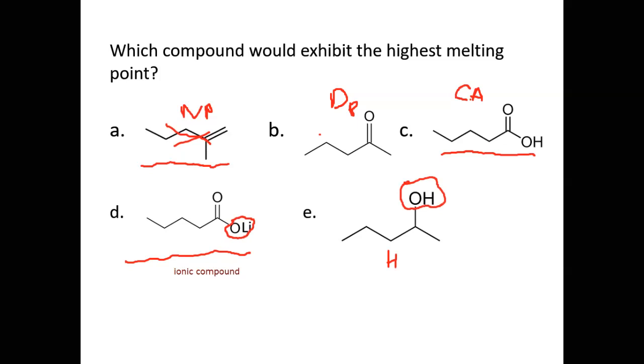So which one would have the highest melting point? Again, these are comparable sizes. This would be D, because D is an ionic compound, and very strong forces hold it together. So this would be lithium pentanoate. Anytime you see a metal attached to the oxygen, that's the cation and anion, so it's going to be an ionic compound. That's one of the most common things students miss, whenever I talk to organic professors: when you have a metal attached to a non-metal, it's a salt, an ionic compound.